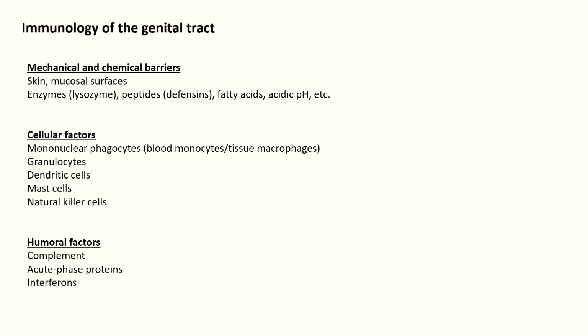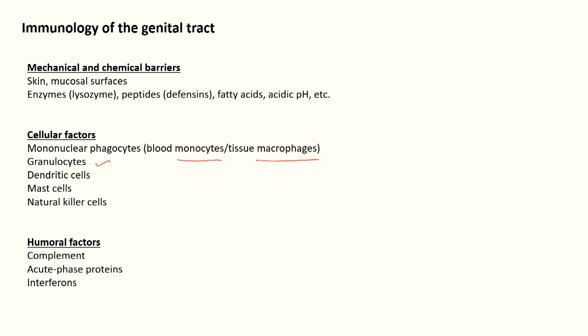Then we have cellular factors such as mononuclear phagocytes, such as blood monocytes and tissue macrophages. We understood that different macrophages are present in different organs, such as Kupffer cells in the liver, astrocytes or glial cells in the central nervous system, and Langerhans cells in skin. So there are tissue macrophages which can engulf the particulate form of antigen in those areas. We do have granulocytes. Granulocyte stands for cells which have granules, such as neutrophils, eosinophils and basophils.